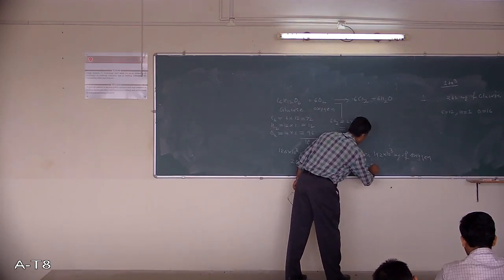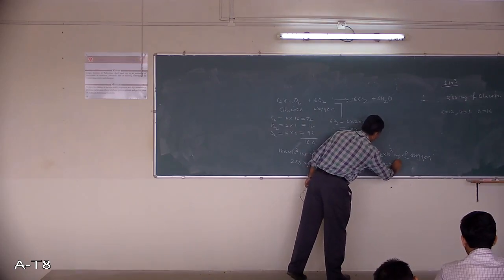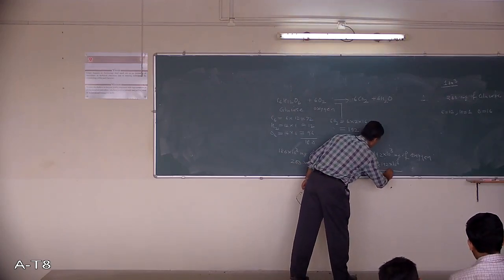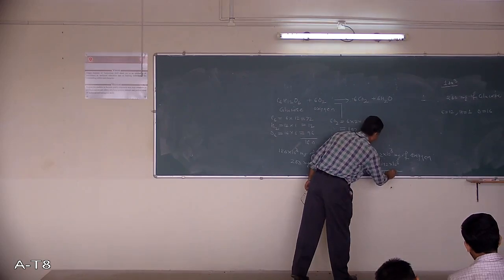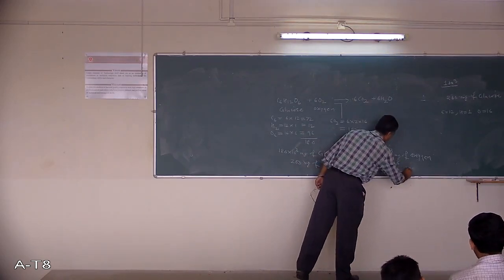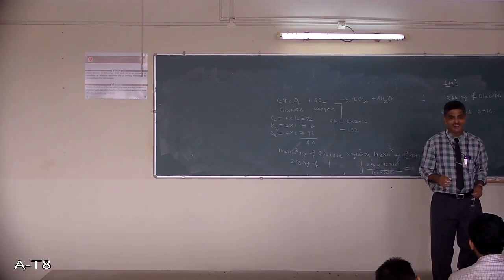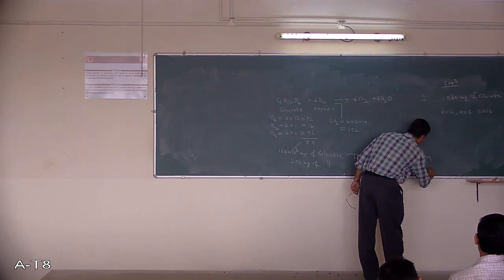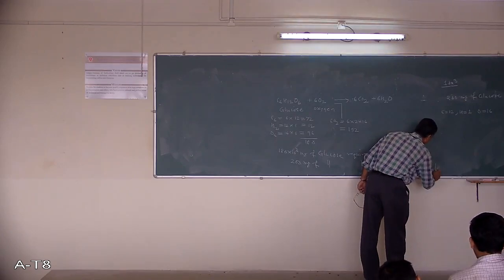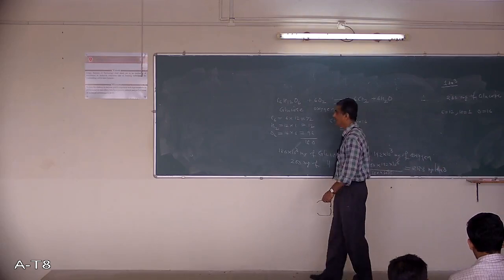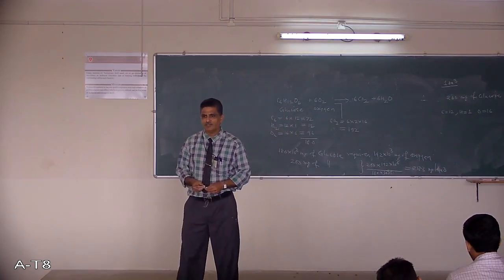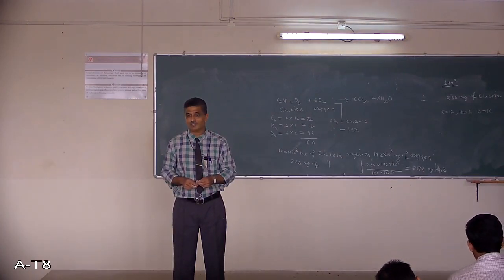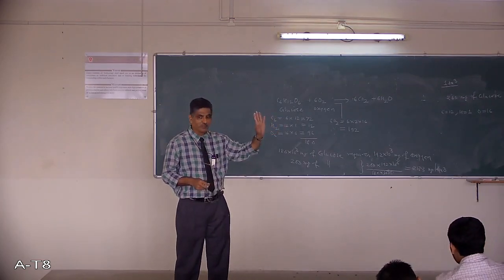200 into 192 into 10 raised to 3 divided by 180 into 10 raised to 3, which works out to 213.3. That is the amount of oxygen required per dm cube; instead of milligrams per liter, I have written milligrams per dm cube. This is how we can calculate the amount of oxygen required to oxidize 200 milligrams of glucose present in an effluent tank.